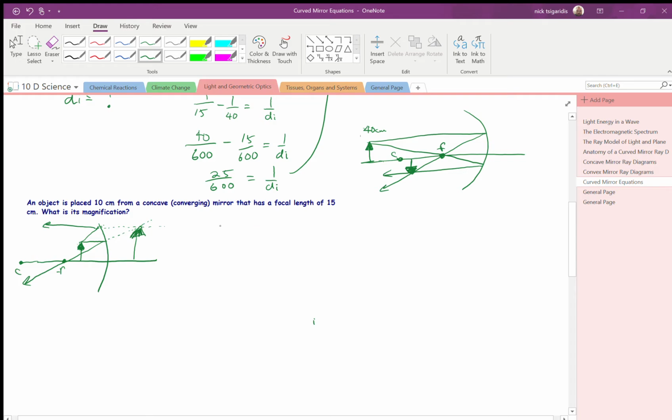So let's work this out right now. So 1 over F is equal to 1 over DI plus 1 over DO. So 1 over 15 is equal to 1 over DI plus 1 over 10.